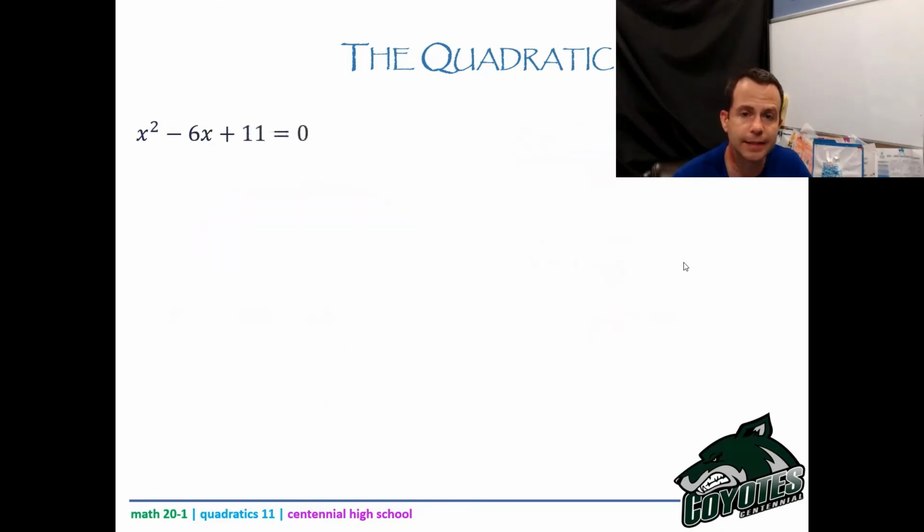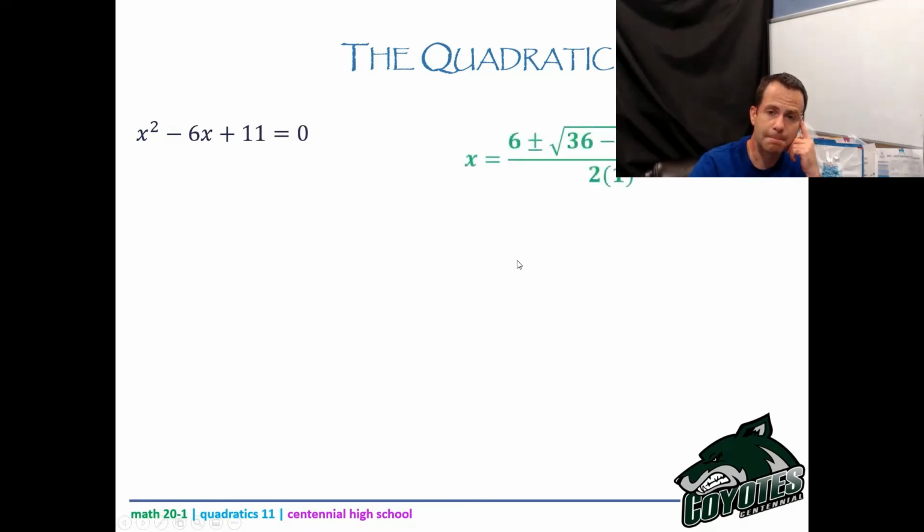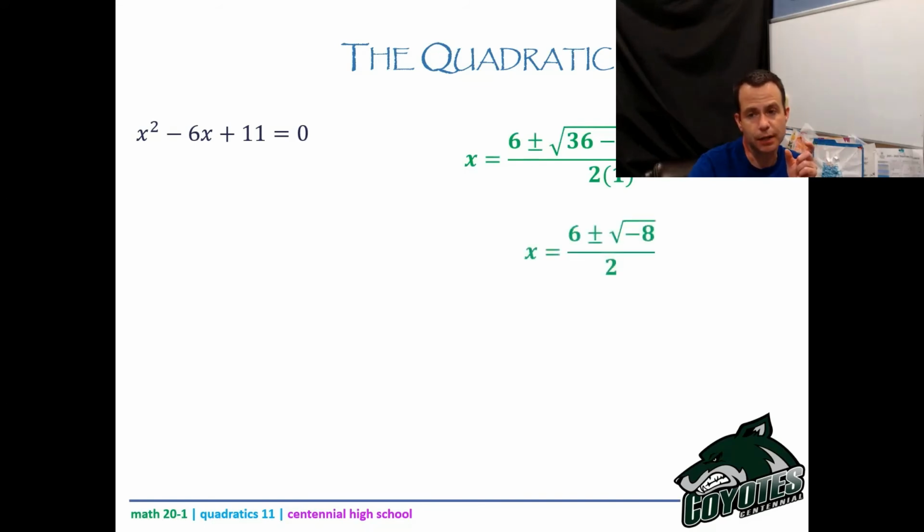Okay, and then in the last example, we've got x squared minus 6x plus 11 equals 0. So my A value is 1, B value is negative 6, and C value is 11. Plug my numbers in. I get what's underneath the square root as 1 number. And then things fall apart because I see that I'm looking at the root of negative 8, and I can't do that. So at this stage, because I have a negative underneath the square root, I'm going to say there's no solution.